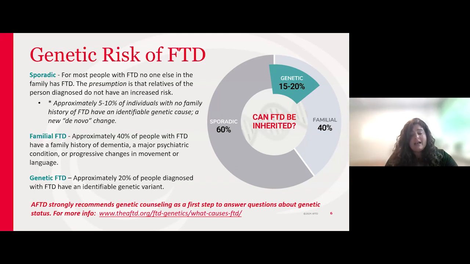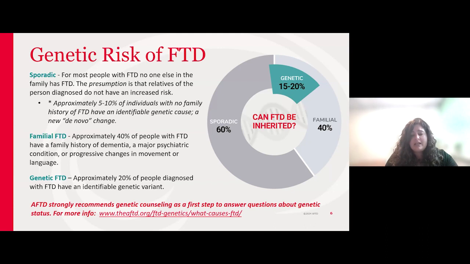Familial FTD accounts for roughly 40% of people diagnosed. And in these families, there are multiple people with FTD or a related condition like ALS, which is generally related to FTD, or other diagnoses. Sometimes they have a family history of Parkinsonism or behavioral or psychiatric conditions. When we see FTD and related conditions cluster in a family, we refer to this as familial FTD.